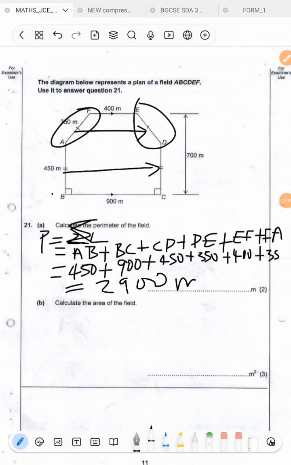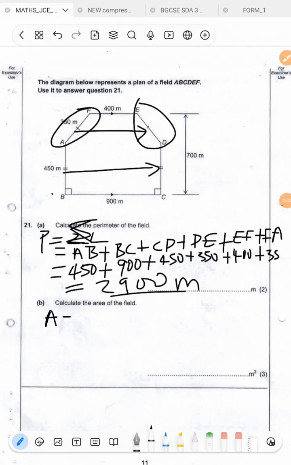2900 meters. Okay, so that's the answer that we get there. Of course, just make sure that the numbers are punched correctly in your calculator. That's the advice I would give you. B, calculate the area of the field.